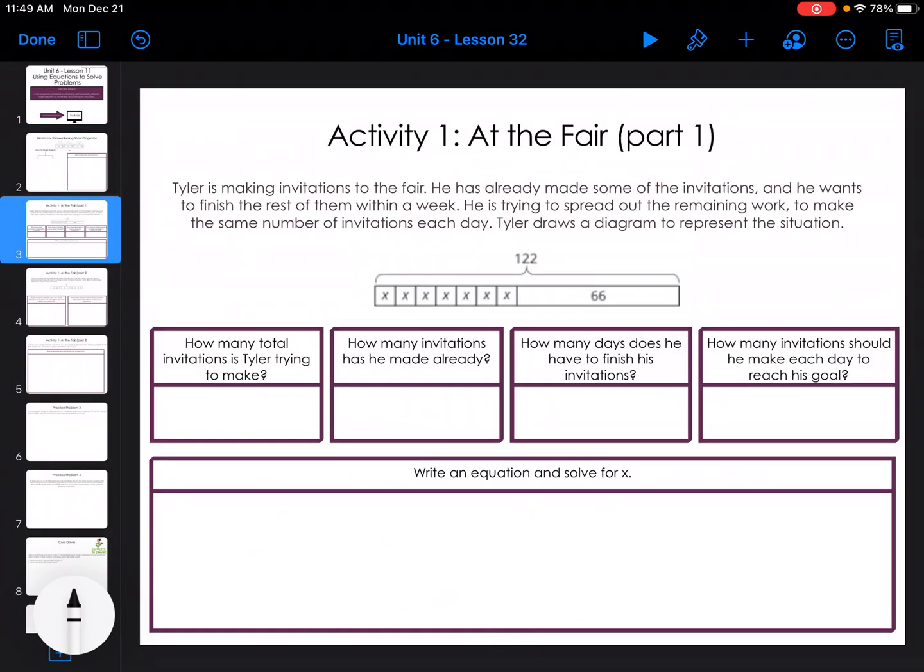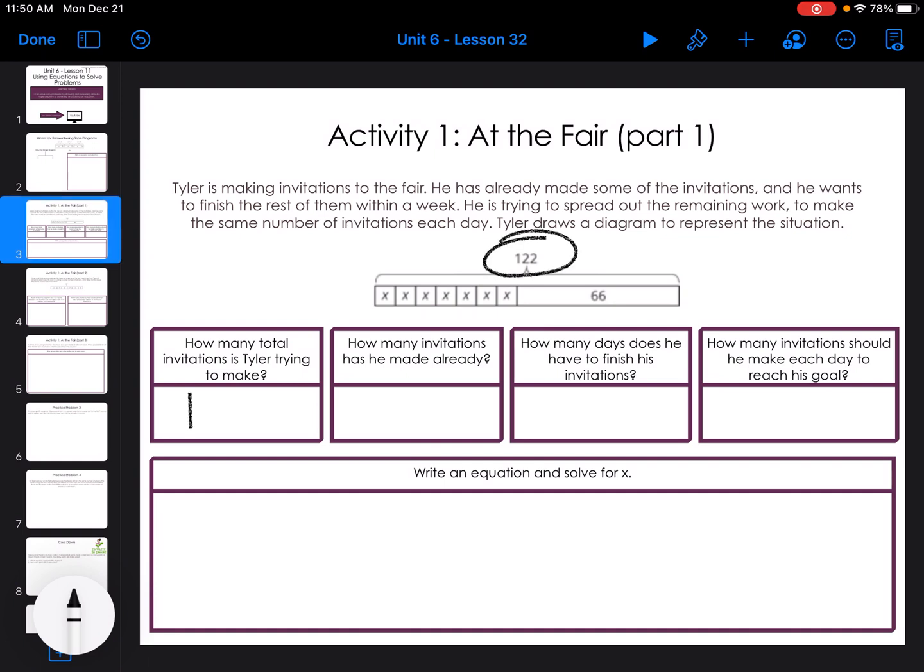All right, so now here we go. Tyler is making invitations to a fair. He has already made some invitations, and he wants to finish the rest of them within the week. He is trying to spread out the remaining work to make the same number of invitations on each day. Tyler draws a diagram to represent the situation. So how many total invitations is he trying to make?